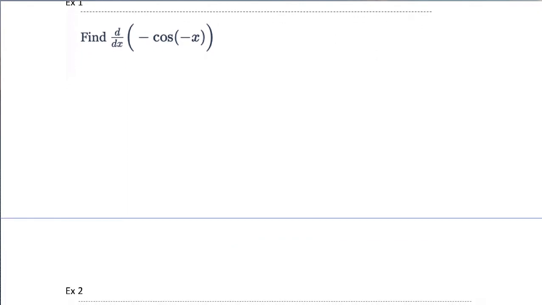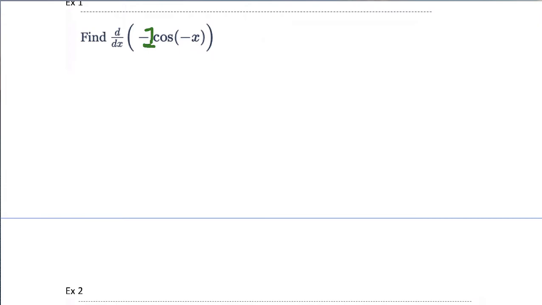Okay, so if I'm taking the derivative of this, notice that there is a negative 1 in front of there. That's a constant multiple. We just keep that there. But notice that negative x is the inside function. Cosine x is the outside function. So in our chain rule example, cosine would represent f, and negative x would represent g.